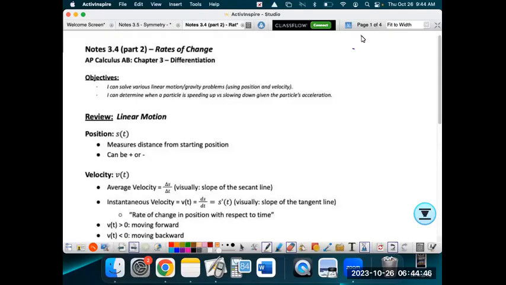Picking up where we left off in Part 1, we are going to do a quick review of the linear motion stuff that we wrote down at the end of our last set of notes.